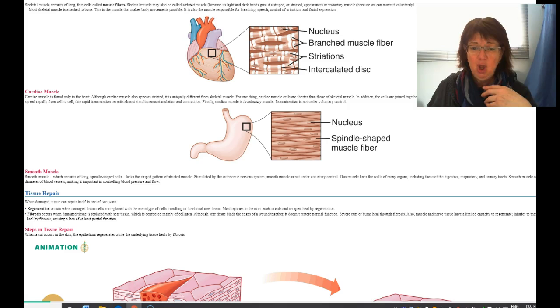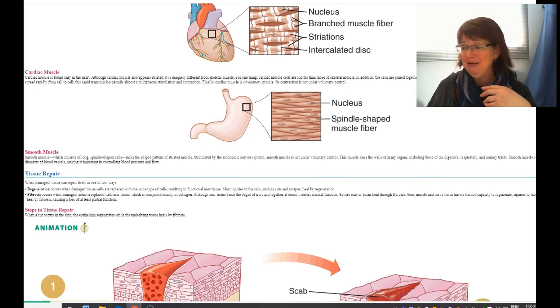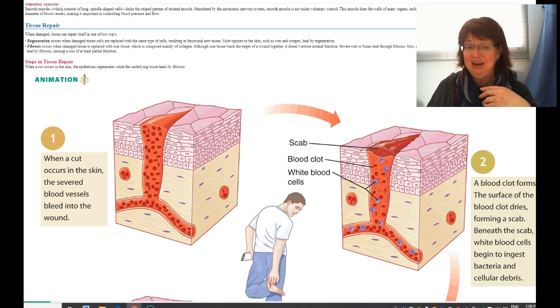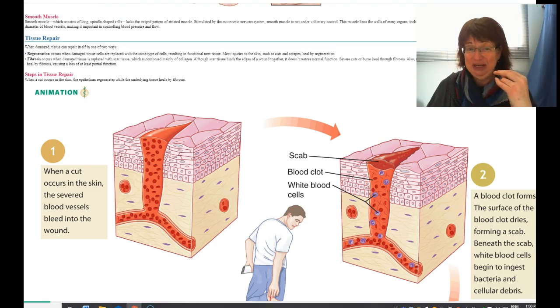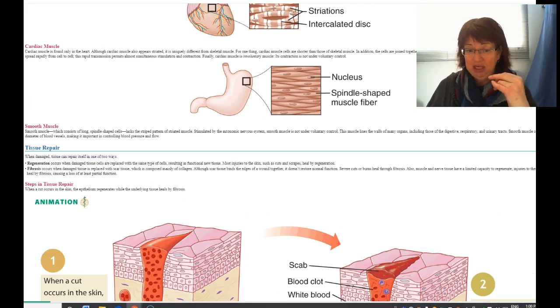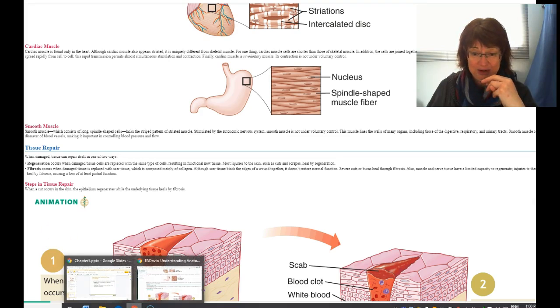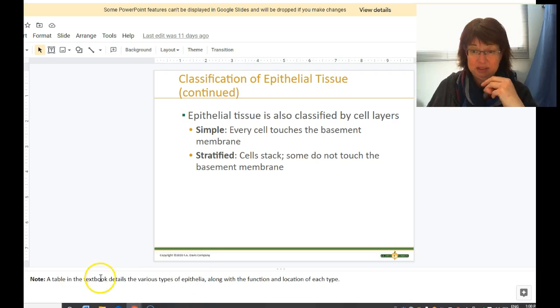Now, when tissue repairs itself, depending on the cut and the depth of it, it can be either regenerated or it can be fibrous. Let's go to the PowerPoint for this one because it's summarizing it, and that is very small. Okay.